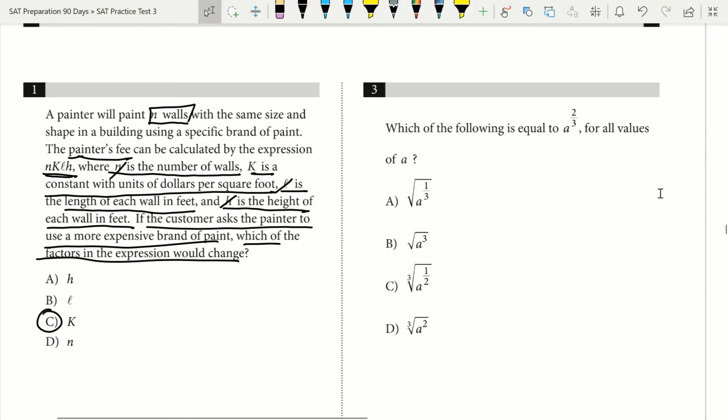And then we've got number 3: which of the following is equal to a raised to the power of 2/3 for all values of a. Make sure you put this in your notes. We didn't cover this in our equations list, but you need to know it, so make sure you put this in your notes. I'm going to teach it right now.